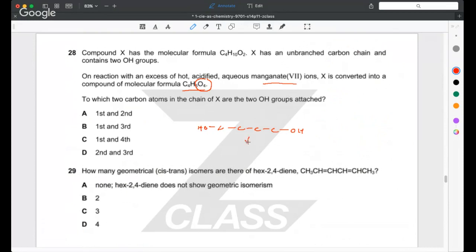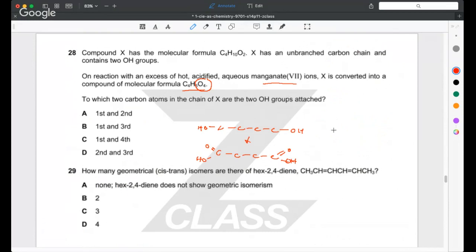Because when you properly oxidize a primary alcohol, you end up with, don't you, a carboxylic acid. I'm not drawing in all the hydrogens. And that's the way that you get the 4 oxygens. You've got a dicarboxylic acid.